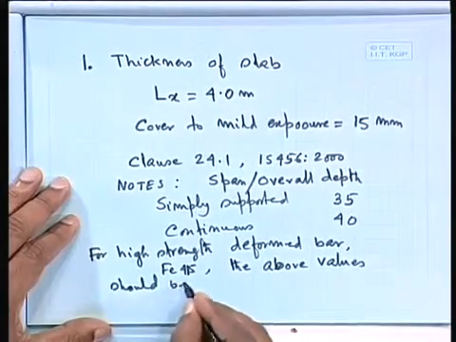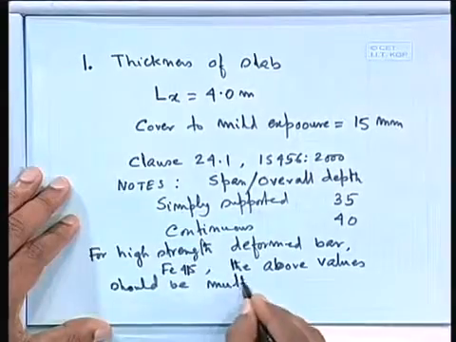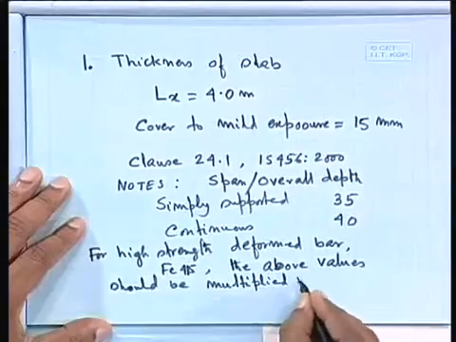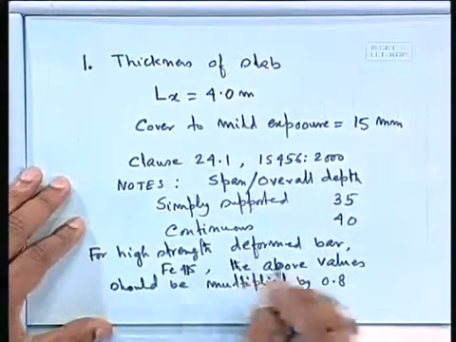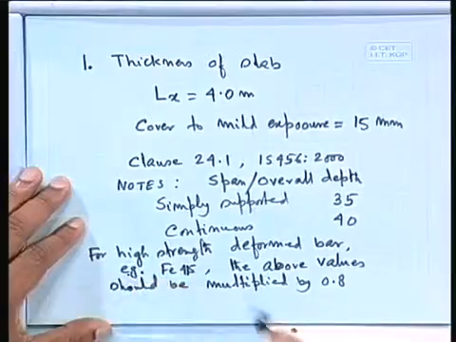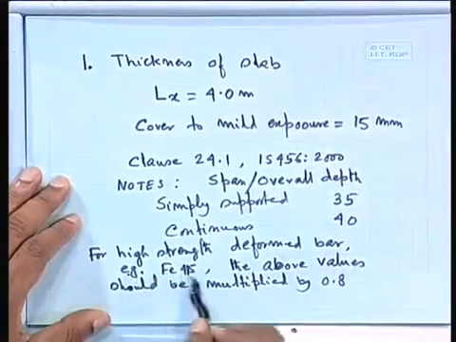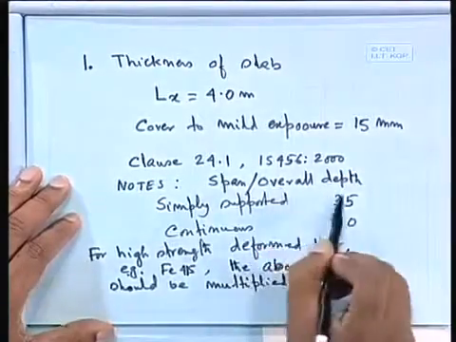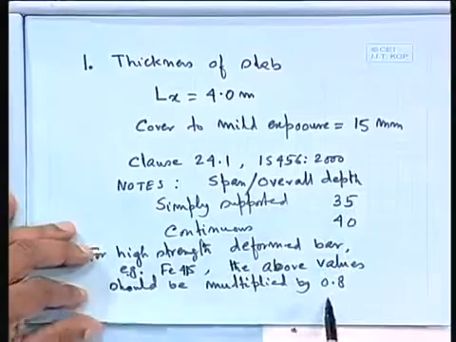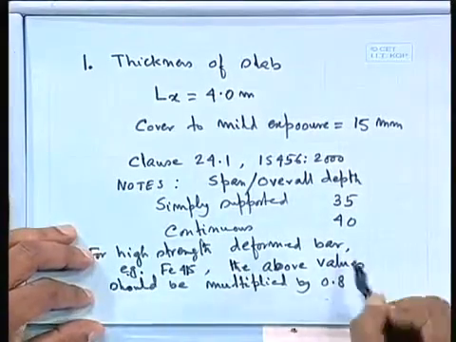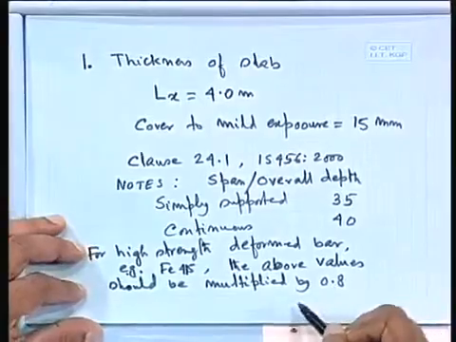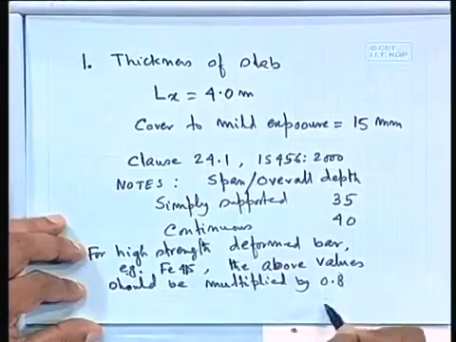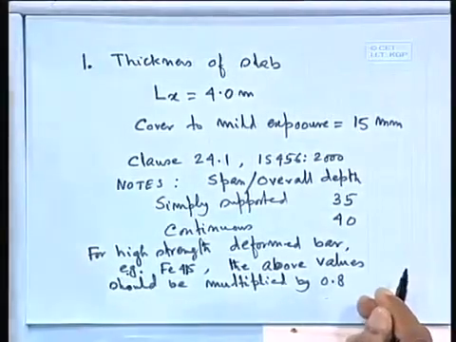the above values should be multiplied by 0.8. Just to mention, for high strength deformed bar, as for example Fe415 in our case, the above values should be multiplied by 0.8. So span by overall depth we can get, and we can find out the corresponding value, which is coming as 0.8. I think I should check it once more.